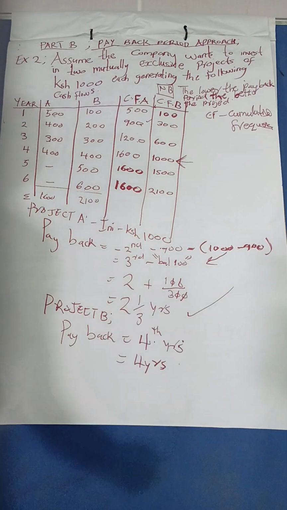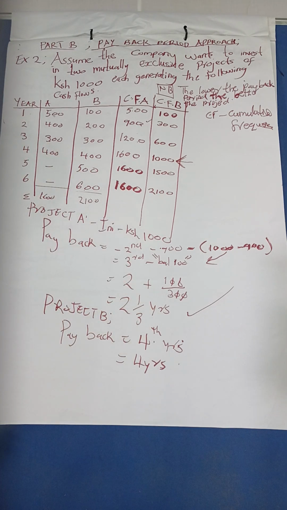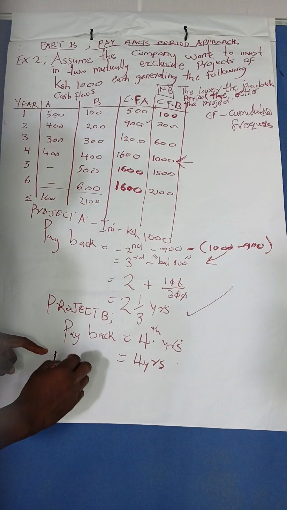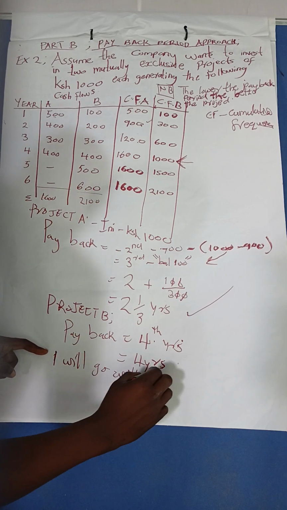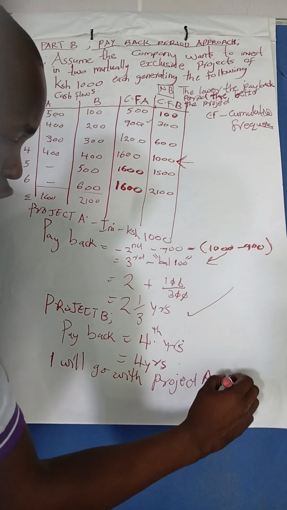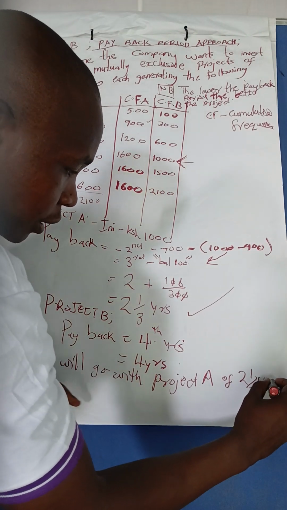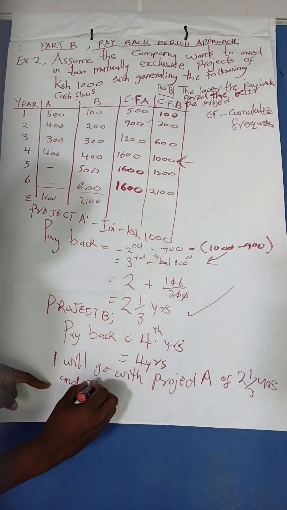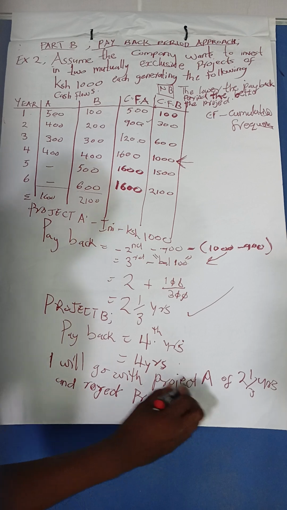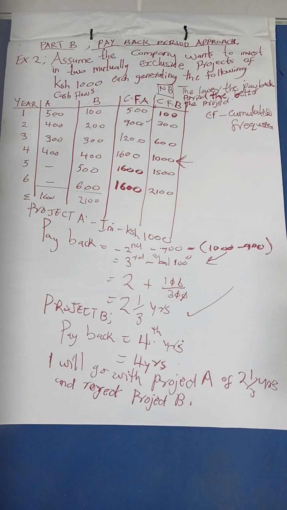I will go with project A because it will take me 2 years and 4 months to recover the 1,000. But in project B it will take me 4 years. So this will take me the shorter period to recover my initial investment cost compared to project B. Good. So I'll conclude by saying I will go with project A over 2 and 1/3 years, and reject project B. Good. That's why we said we are in the mutually exclusive investment.